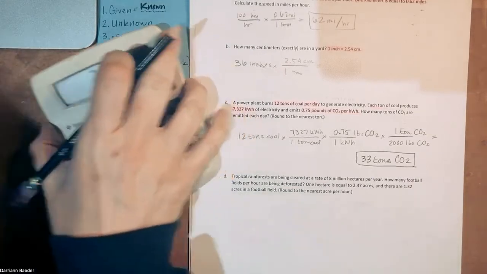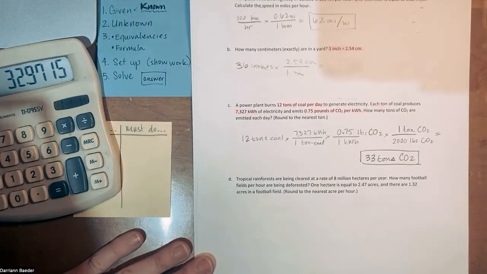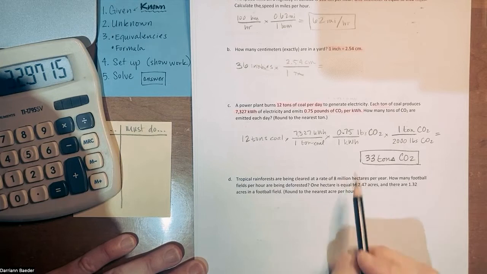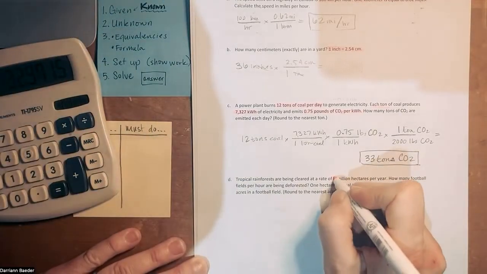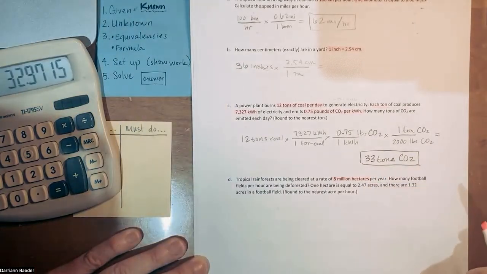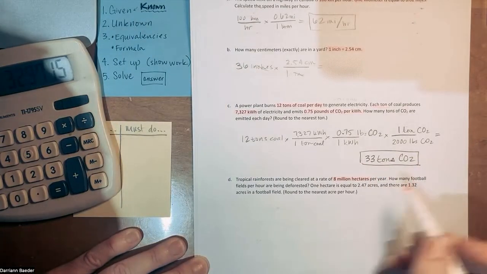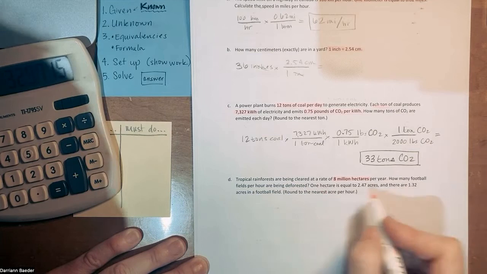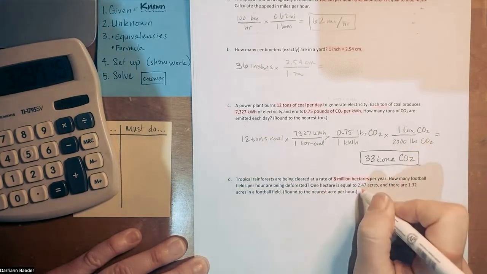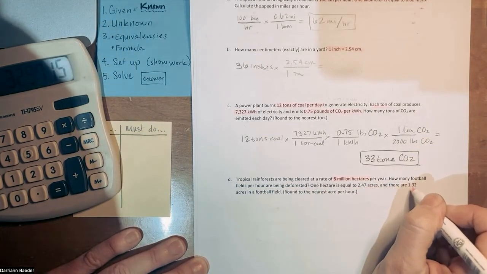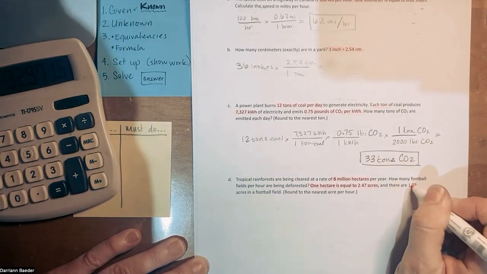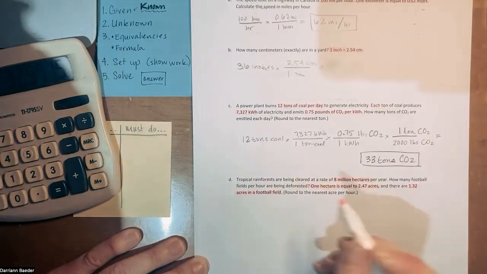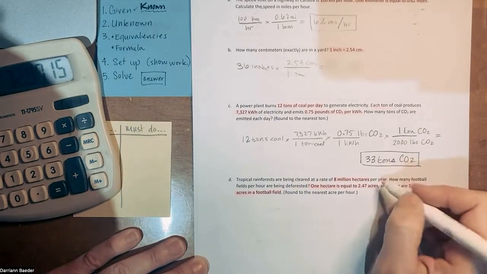Okay, and then we've got number 2. The tropical rainforests are being cleared at a rate of 8 million hectare per year. Hectare is a measure of area. How many football fields per hour are being deforested? 1 hectare is equal to 2.47 acres, and there are 1.32 acres in a football field. So 1 hectare, 1 acre per football field, and this is per year.